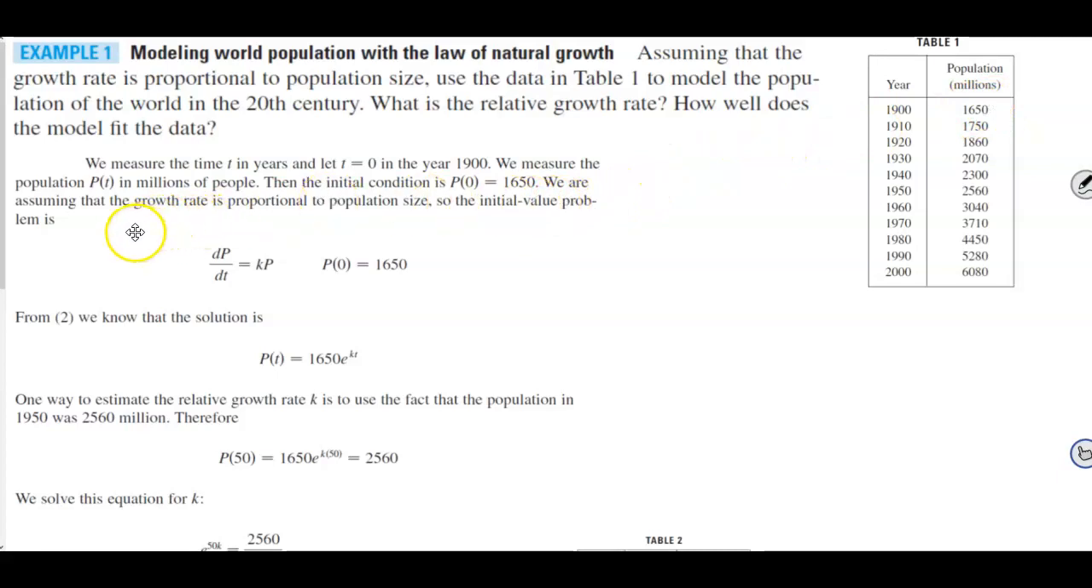Now we are assuming that the growth rate is proportional to population size. So the initial value problem is the following: dP over dt equals k times P, with the initial condition P of 0 equals 1650. And from equation 2, y of t equals the initial y times e to the kt. So P of t is going to equal 1650 e to the kt, since 1650 represents the initial population.